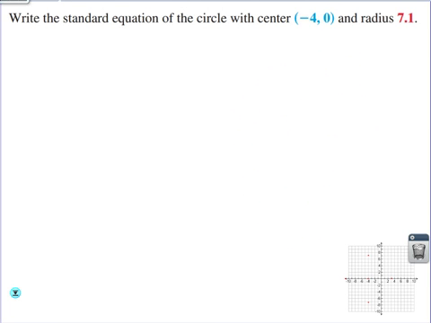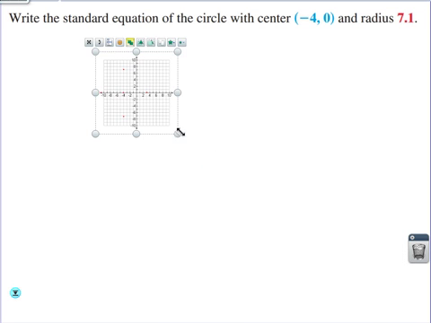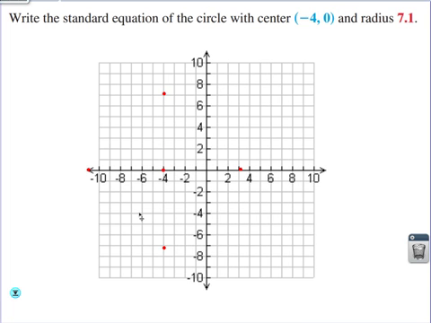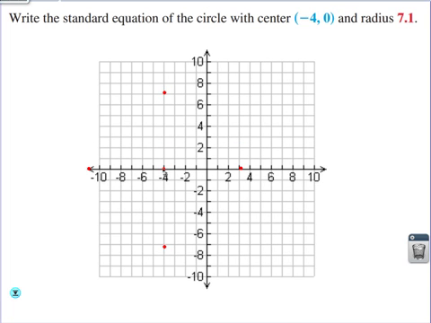I'll give you a second to try this one on your own. Write the standard equation of a circle that has a center at -4, 0, and it has a radius of 7.1. Here's the actual circle. It has a center at -4, 0, and has a radius of 7.1. Give you a second to try it.